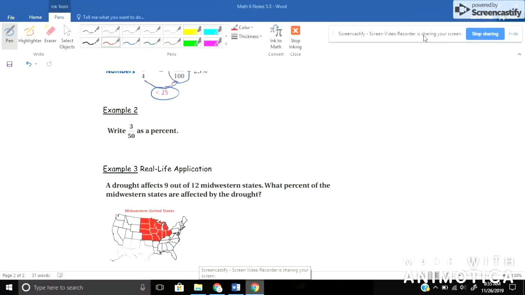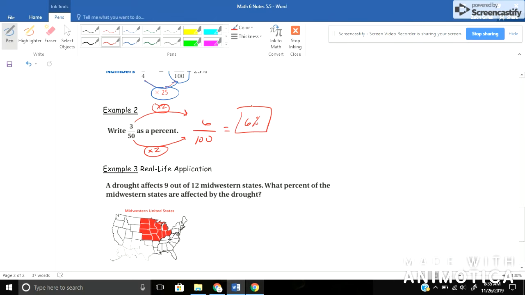In example 2, it says write 3/50ths as a percent. Again, the trick is to be able to get your denominator to 100, because then your top number is your percent out of 100. So 50 times 2 would give you 100. So multiply your numerator by 2 as well. And 3 times 2 would be 6. And 6 out of 100 would give us 6% for example 2.